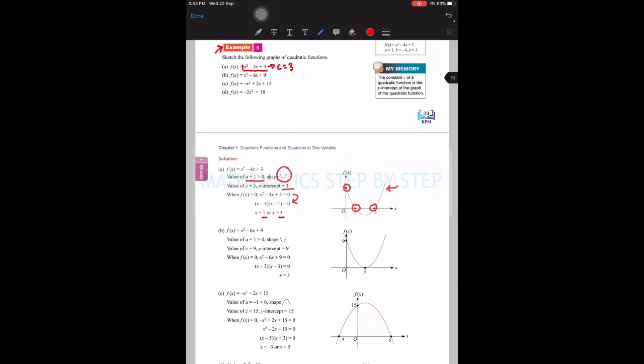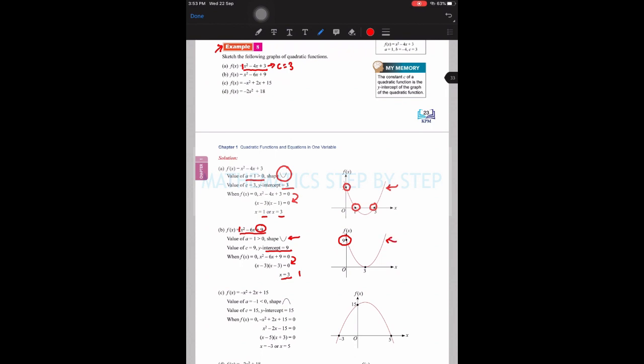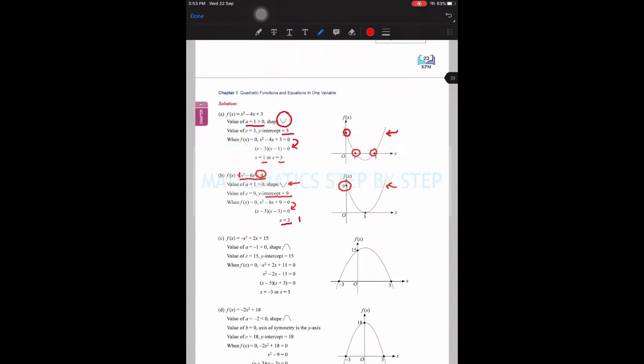For the case of b, f(x) equals x squared minus 6x plus 9. Again, we know that a equals 1. a is greater than 0, so it is a smiley. c equals 9, it is the y-intercept. Now we use the factorization method to find out the roots. In this case, there's only one real root, so the only root is 3. This is the y-intercept, and we know the shape, so we can sketch the graph.